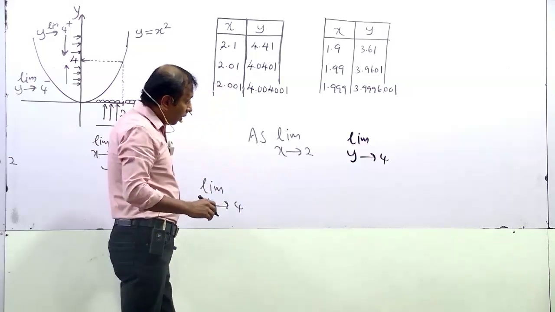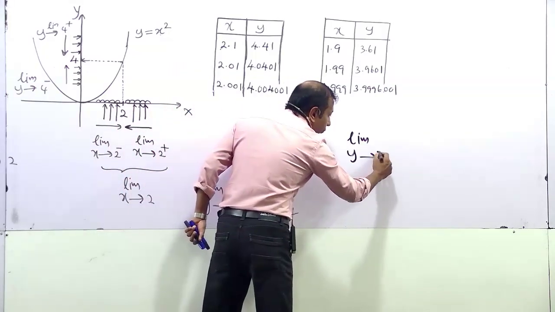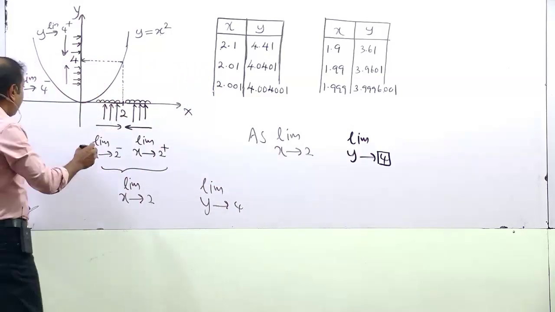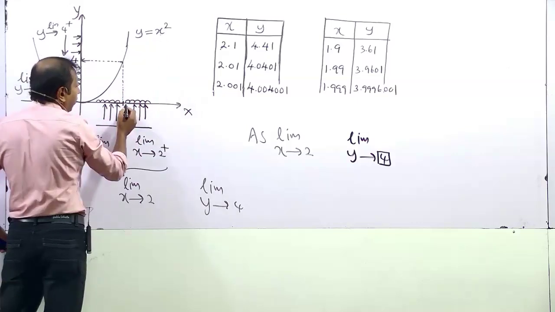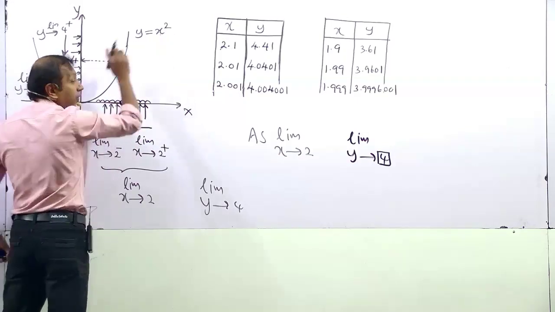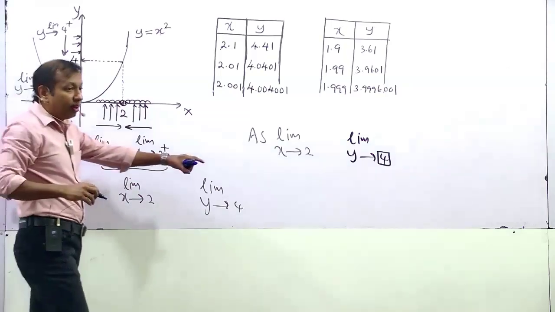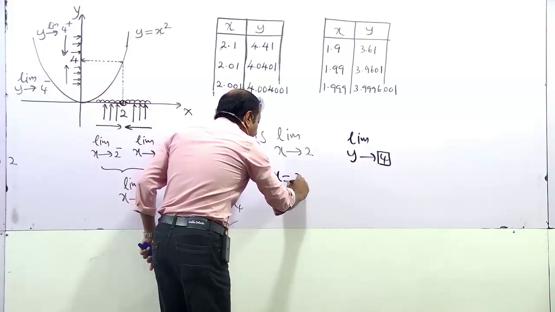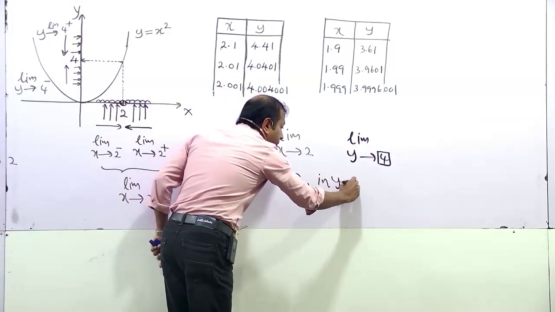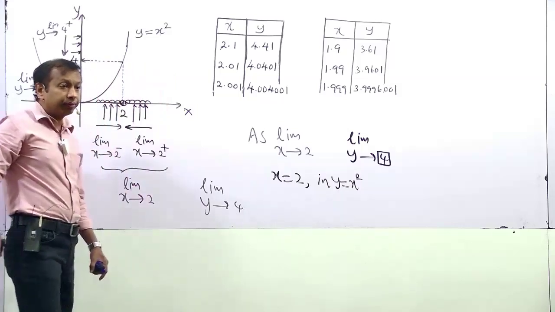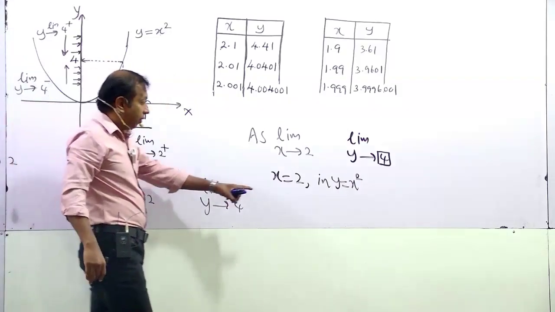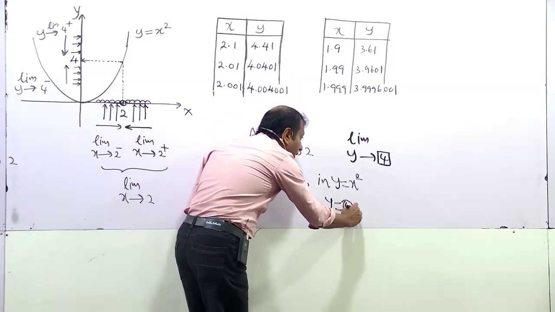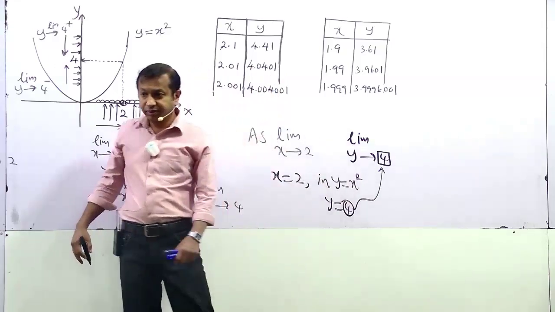This y value to which it finally approaches is nothing but what we get when you directly substitute this 2 here. That value only we get, 4. When you put x equals 2 in y equals x squared, 2 squared is 4, y equals 4. This value only, people, we get.